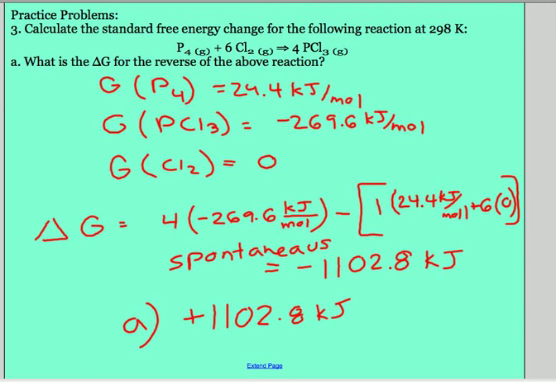And then what they're asking us in part A is what's the value for the reverse reaction. So again, it's the same thing: if the forward reaction is negative 1,102.8, that means that the reverse reaction has to be the opposite, or positive 1,102.8.